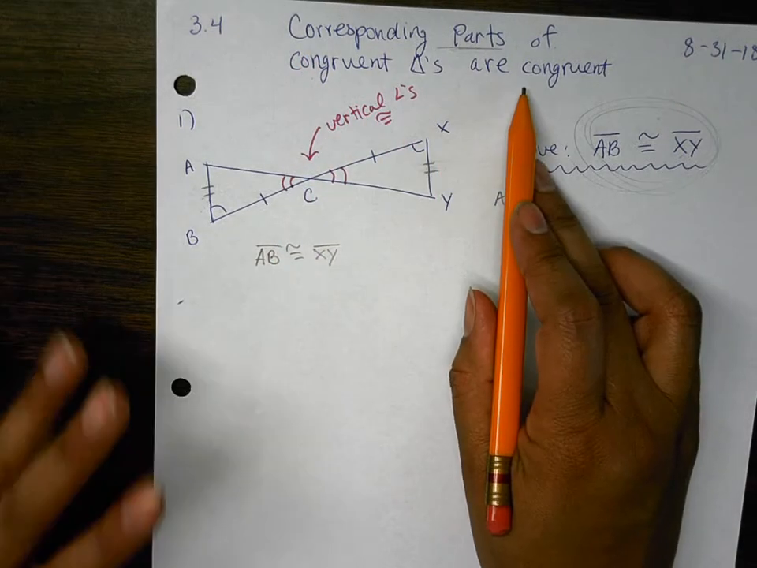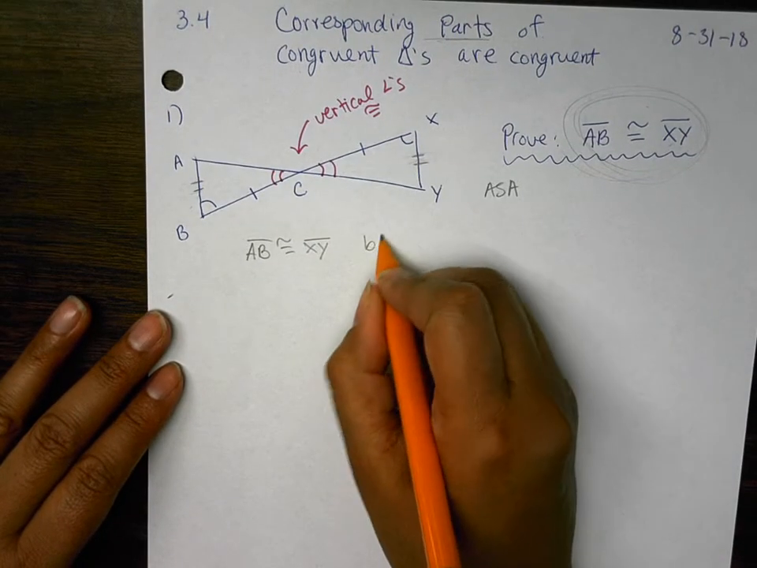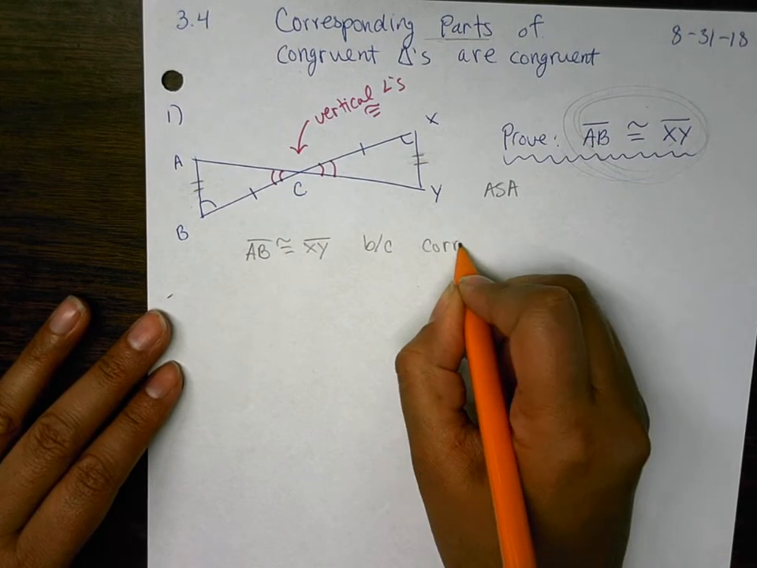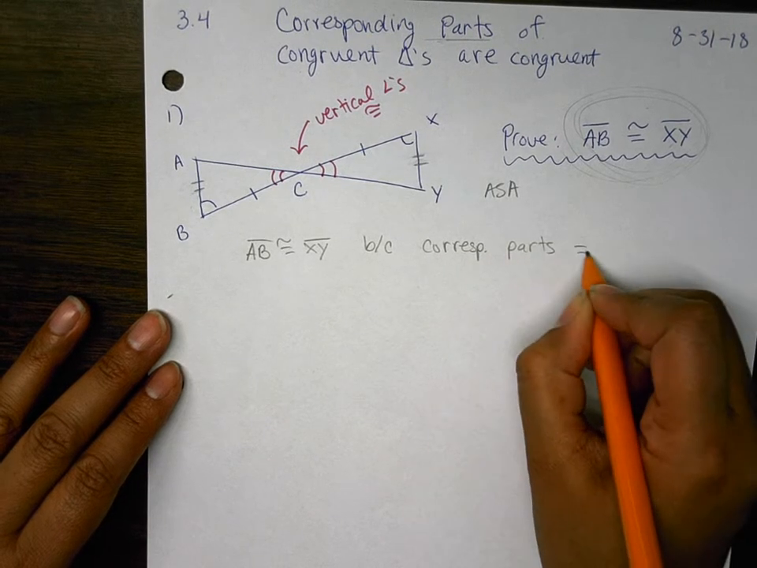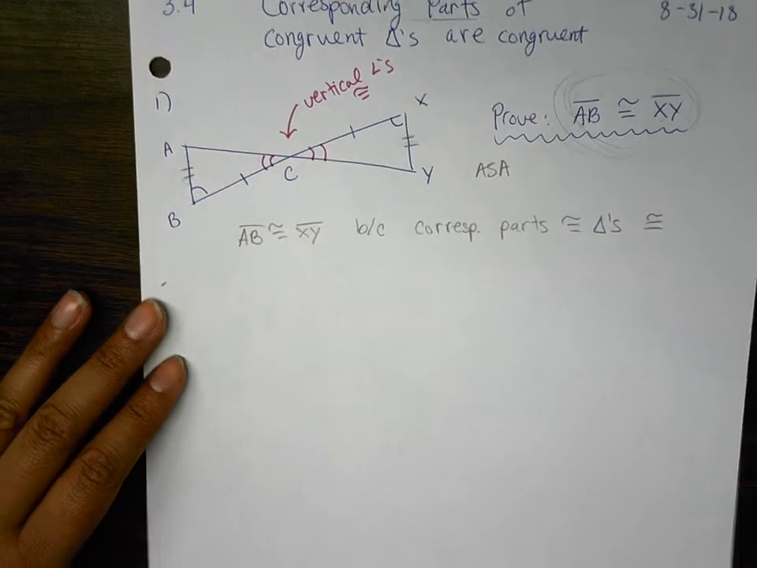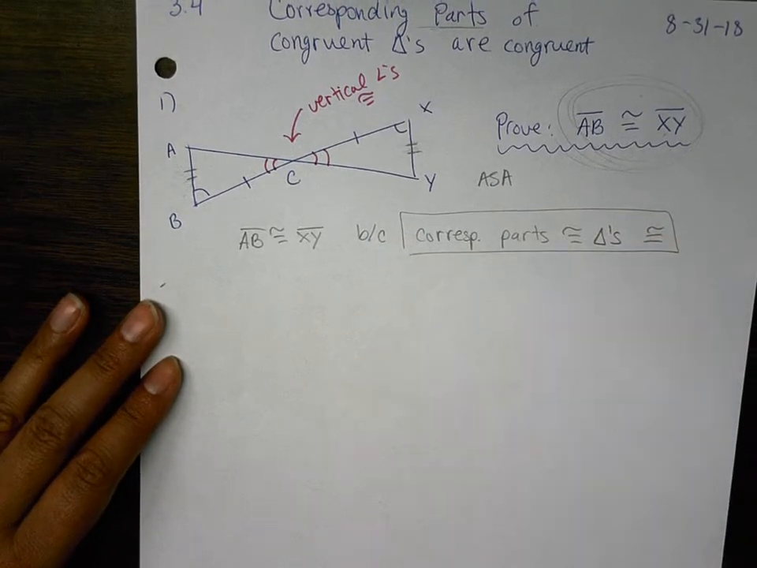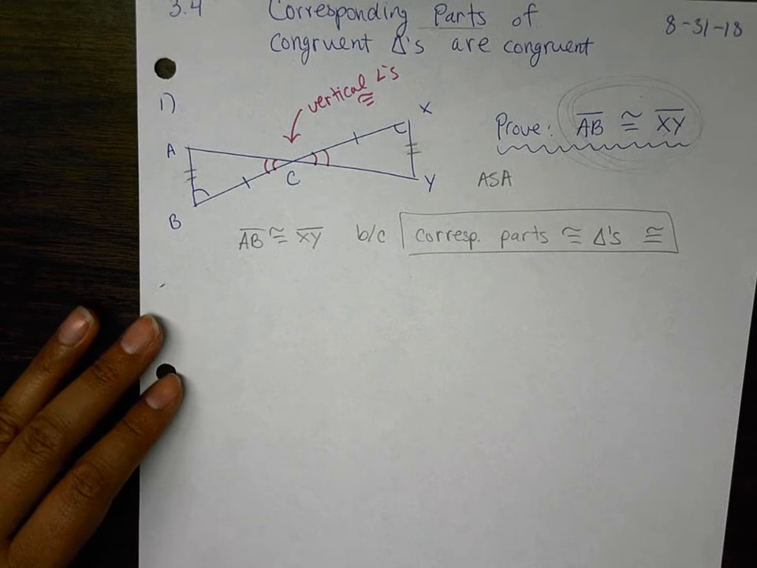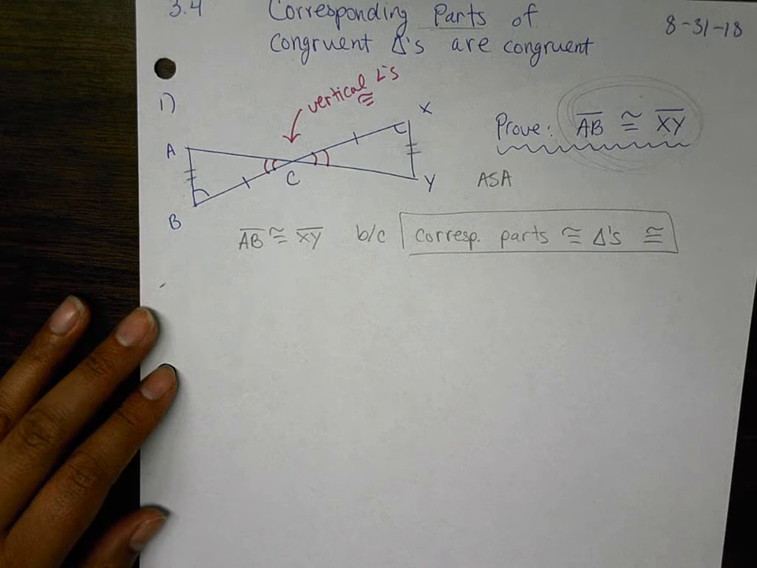Now, when you're doing your proofs, you don't have to write all this out. You can if you want to. I'm going to give you the shorthand for it. Are you ready? So, because corresponding parts of congruent triangles are congruent. That's a shorthand as I'm going to allow you to go.